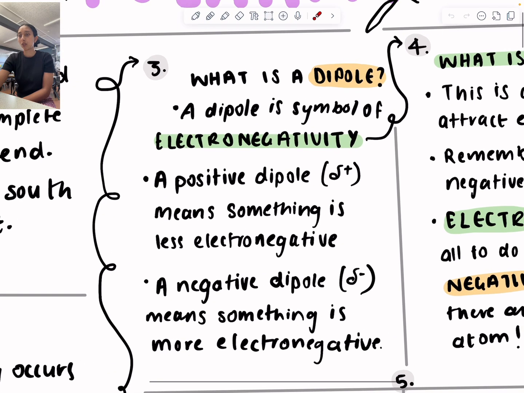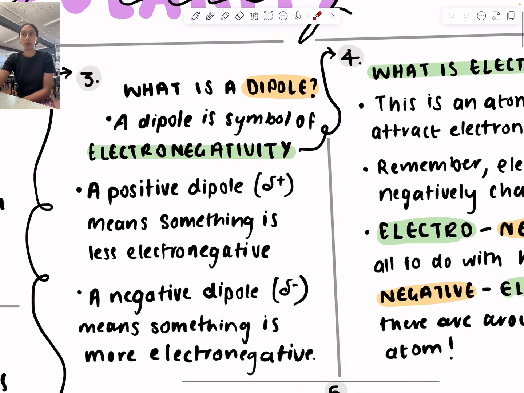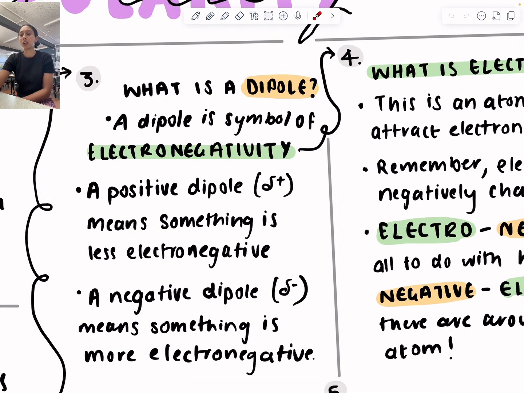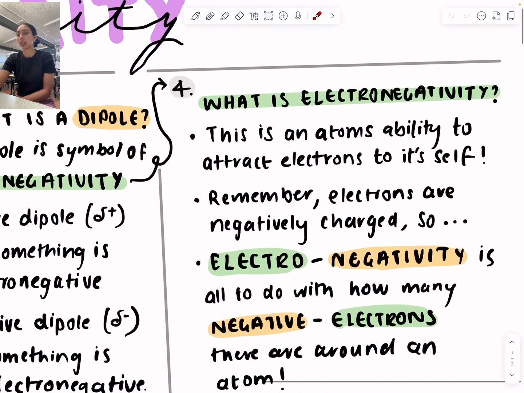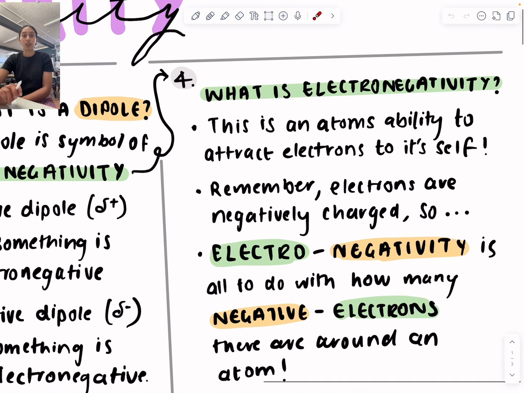Electronegativity is basically represented by a positive or a negative dipole. But what is electronegativity? That's the question that we're going to ask ourselves today. So electronegativity is basically an atom's ability to draw electrons to itself. If you want to think of it as like a personality trait that this atom has, it's its ability to attract electrons to itself.